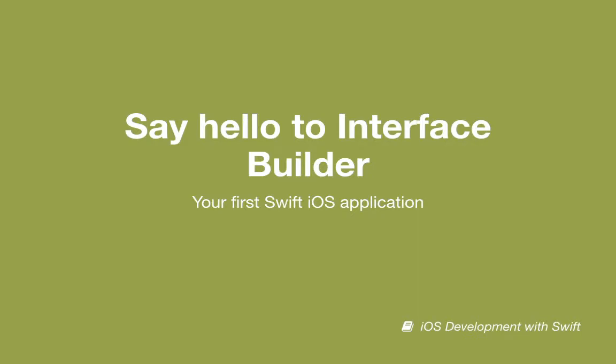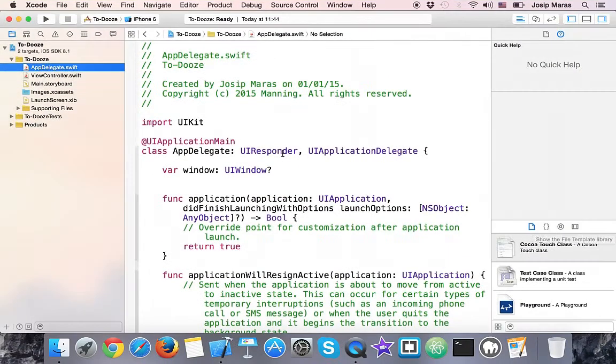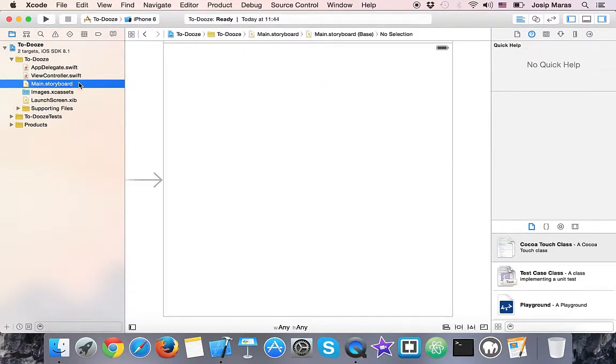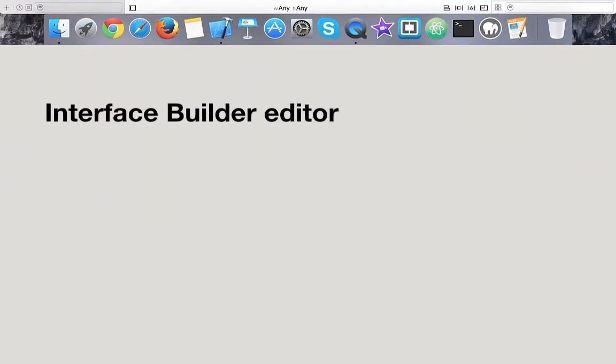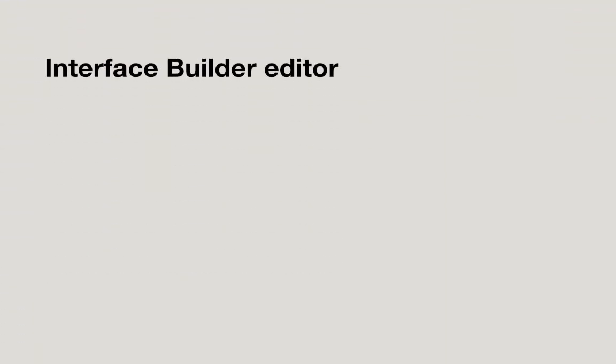Saying hello to Interface Builder. Select the file called main.storyboard. Click it once. It may take a second to load. And you'll see the Interface Builder editor.